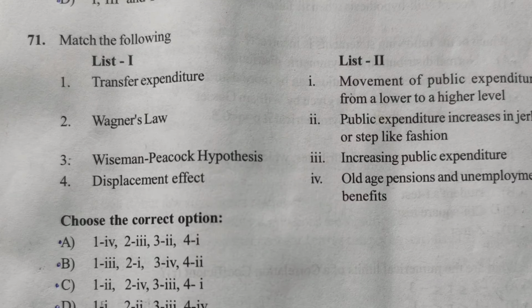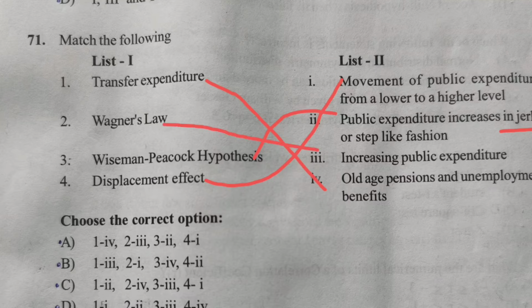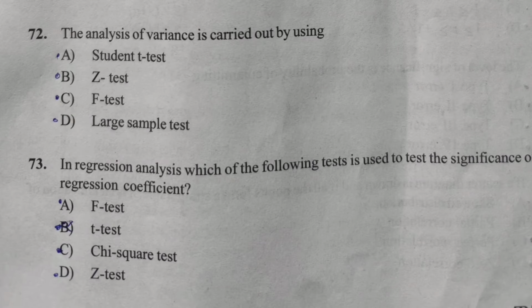Now match the following, transfer expenditure. It will go for this. Wagner's law, okay, so displacement movement from lower to higher. So this will go this. Wiseman-Peacock hypothesis will go for public expenditure increases in jerks or step-like fashion, and Wagner's law will go for increasing public expenditure. So you can match the options. And the analysis of variance is carried out by using, so it is F test.